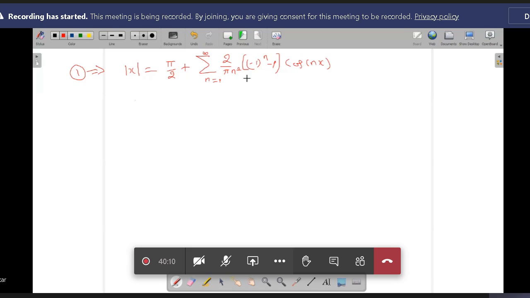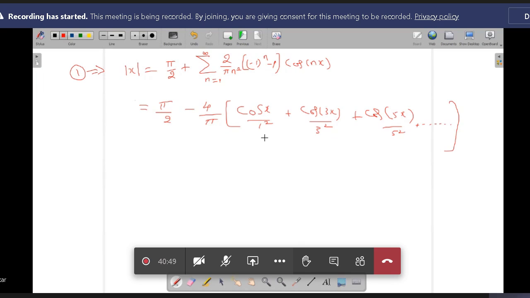So this is the required series, or you can further expand this, we get pi by 2. As n equal to r, n is odd numbers, so I can take minus 4 by pi constant, and if you expand this summation you get cos x divided by 1 square plus cos 3x divided by 3 square plus cos 5x divided by 5 square. So likewise the terms increase.